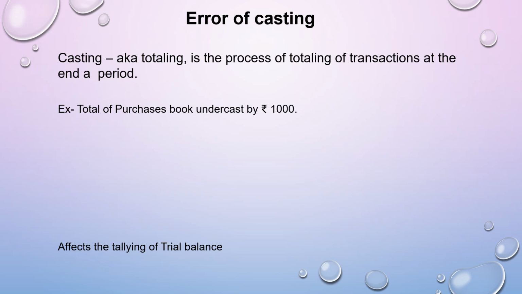Now moving to error of casting. What do you mean by casting? Casting means, in simple terms, totaling. We'll be totaling the transactions in each of these accounts in the subsidiary books. We'll be totaling it up and the totals are getting posted.